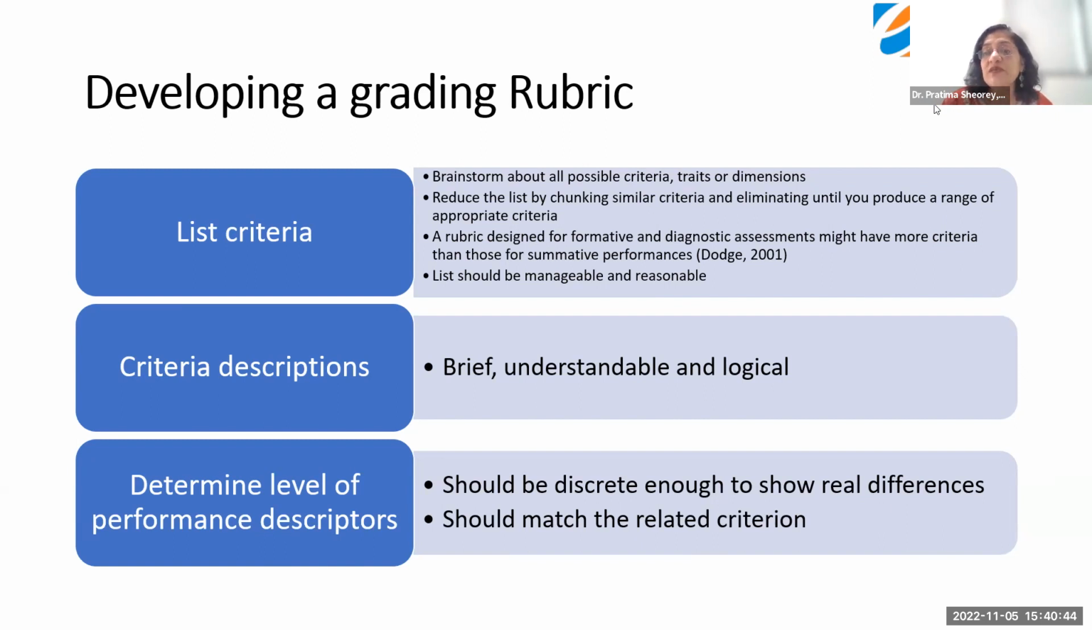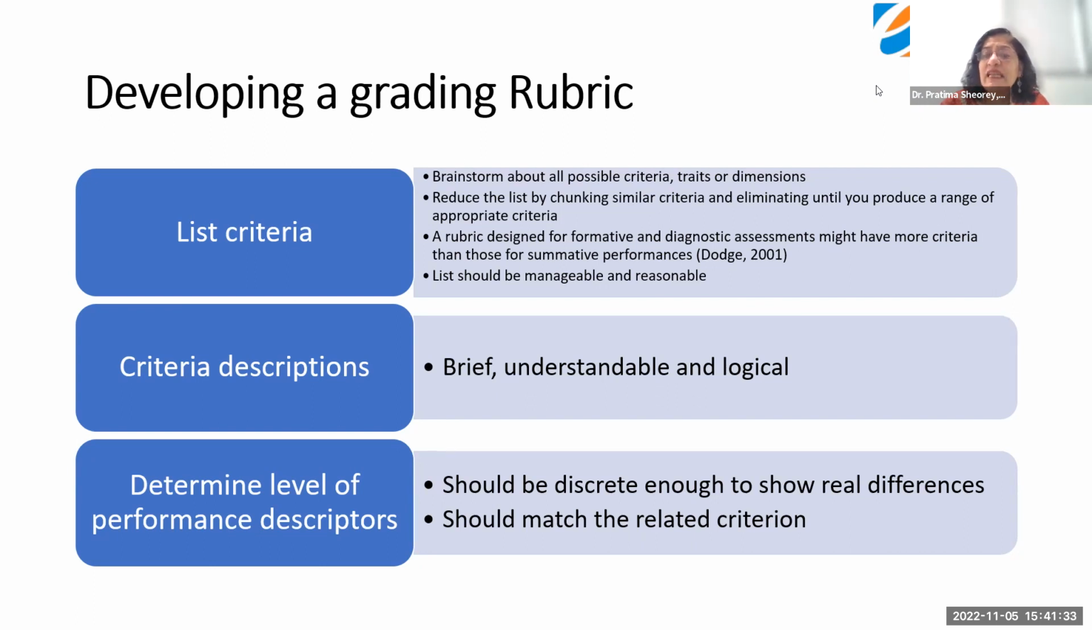So formative and diagnostic assessments might have more criteria than those for summative performances. So summative is just content, right? So there the rubric will not be very detailed. It doesn't need to be very thought through. But when you're looking at formative assessments, which is practice based, then you need to look at application, conceptual understanding, comprehending, and all of those. So higher order in Bloom's taxonomy. So there the rubric is a little more detailed, right? But the list should be manageable and reasonable. Please remember, the rubric cannot be anything more than 4 to 5 points. Each rubric should not have more than 4 or 5 criteria, right?